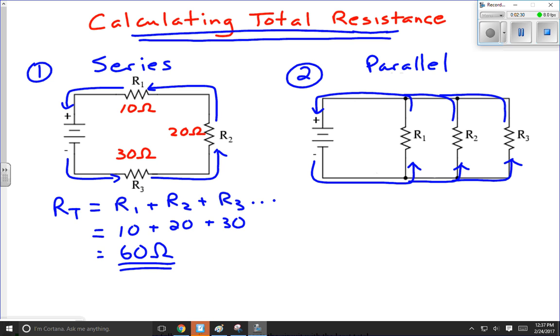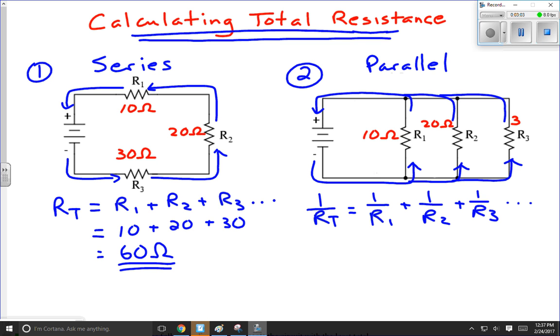In a parallel circuit, like circuit number 2, a little different. We have a different formula. We have 1 over RT is equal to 1 over R1 plus 1 over R2 plus 1 over R3 plus however many more we have. So as long as we know the values of R1, R2, and R3, we can calculate this. So let's put some values on this. Let's say that R1 is 10 ohms, and R2 is 20 ohms, and R3 is 30 ohms. So we're dealing with the same resistors we had in the series circuit, we just connected them in parallel this time.